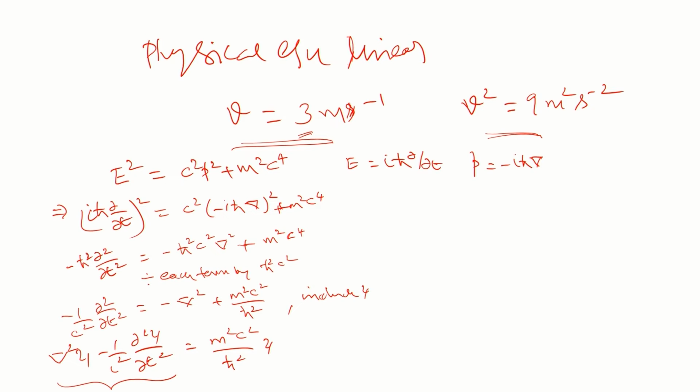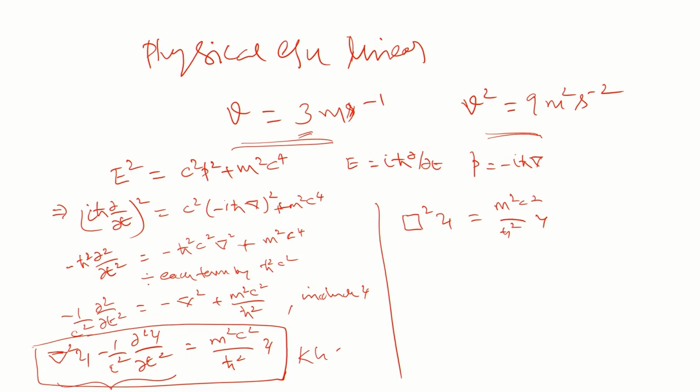This entire term can be taken as a single quantity, the box square. This notation is the D'Alembertian operator. Here the first is del square, the Laplacian operator. Again 1 by c² ∂²/∂t² is again a differential operator. All these operators put under box square psi equal to m² c² by ħ² into psi. But this is not a popular form, and this is the most common term. And this equation is called the KG equation. KG equation for a free particle. There is another question, KG equation for a bound particle.